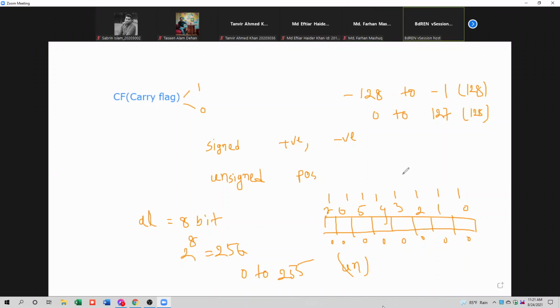Now another thing is, when the number is a signed number, how are we going to understand that this number is positive or negative when the binary representation is given? Suppose a number is given: 10011101. Is this a positive integer or a negative integer? Negative integer.